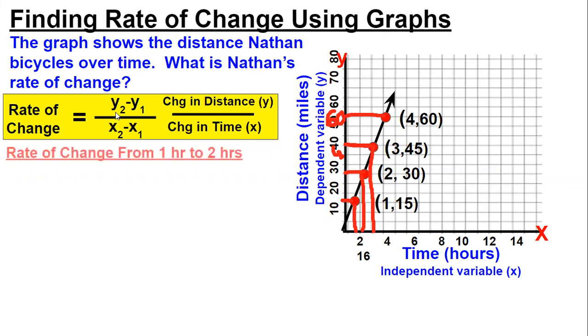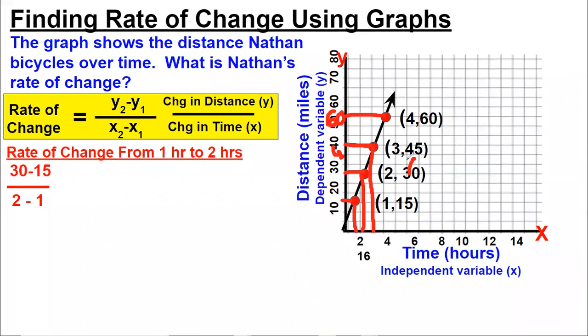Now we're going to figure out our rate of change from 1 hour to 2 hours. That's our first interval that we're going to choose. So now we have to figure out our y2 and our y1, right? So this is our y2. This is our x2. This is our y1. And this is our x1.